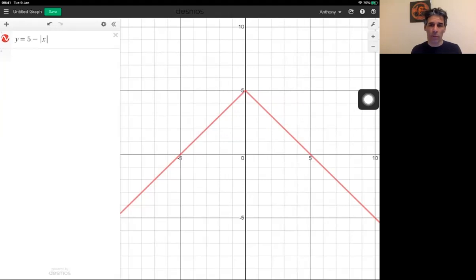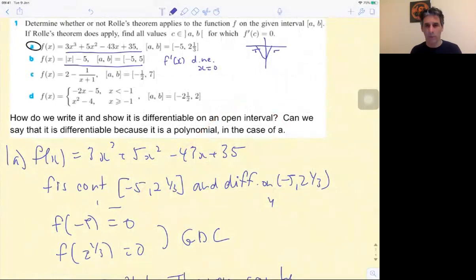That's why it's very important to make sure when you're applying Rolle's theorem that the conditions apply. If it's a polynomial, it applies no problem. If it's not a polynomial, we have to be a little bit careful. Okay? Thank you.